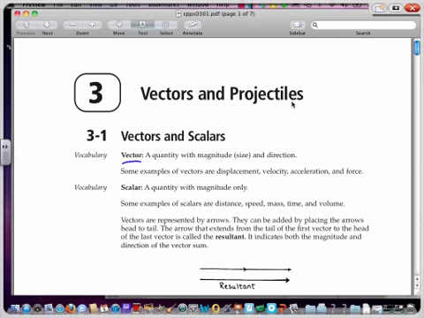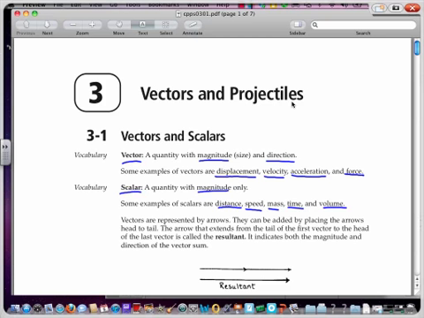When we're talking about a vector, we're talking about something that has both magnitude and direction. Examples of vectors would be displacement. Now, we usually talk about distance, but distance is a scalar. Velocity, acceleration, force. Those are very common ones that we use in science that are vector quantities. If we're talking about scalars, scalars only have magnitude. They would be distance, speed, mass, time, volume. Good examples of scalar quantities.